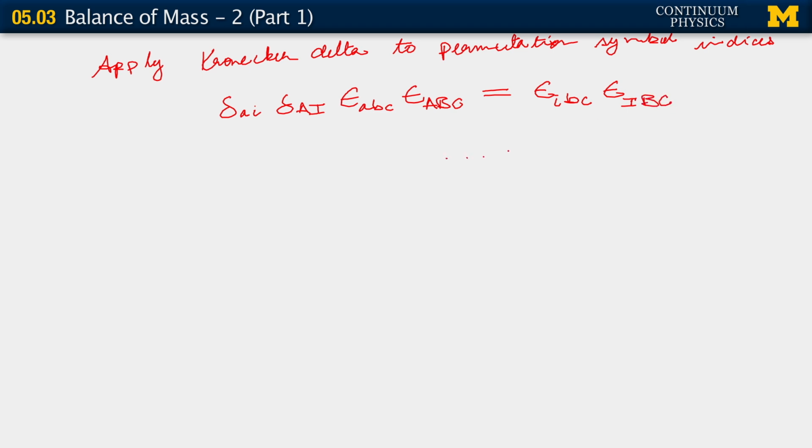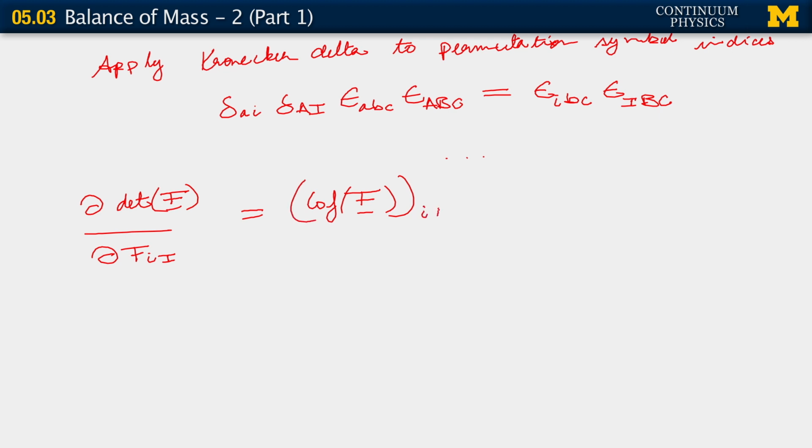When you do all of this, what you observe is that the derivative of the determinant of F with respect to little F i capital I gives you the components of a different function of F. It is the cofactor matrix of F. The cofactor matrix is a different matrix of F, and you get that cofactor matrix's i capital I component.